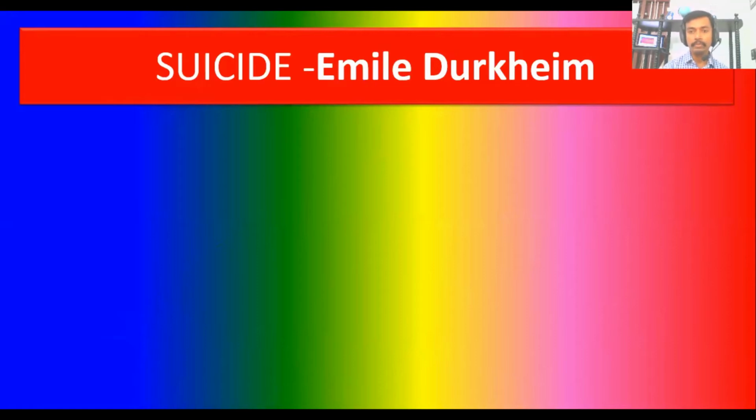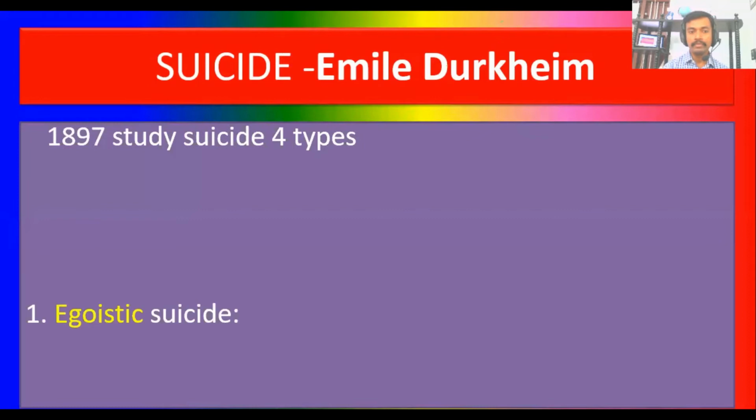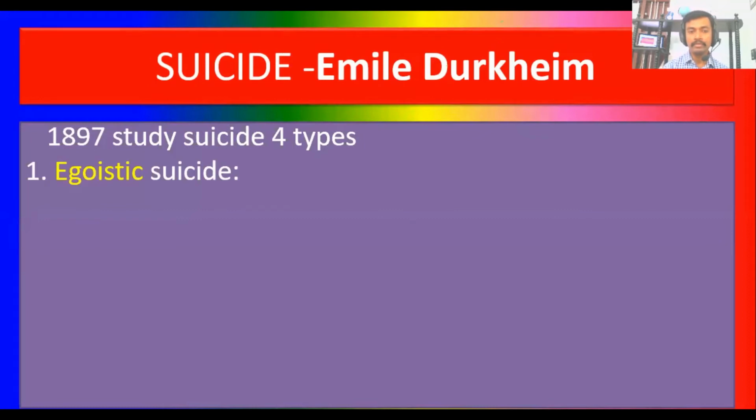Students, why do people commit suicide? Emile Durkheim conducted research on why. The main cause is social interaction. Look at this detail going on. In 1897, he identified 4 types. First one, egoistic suicide.